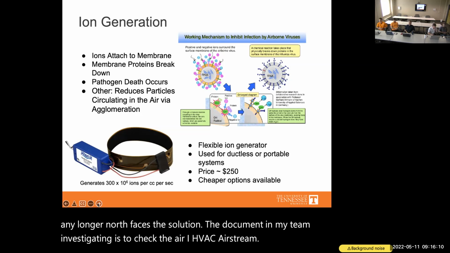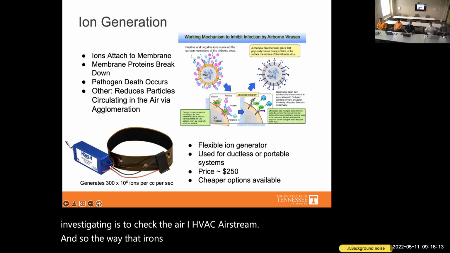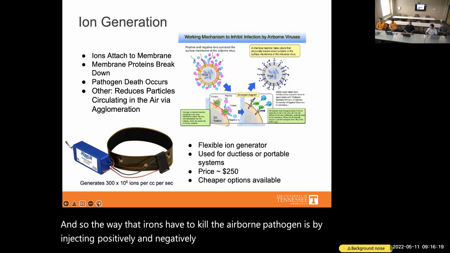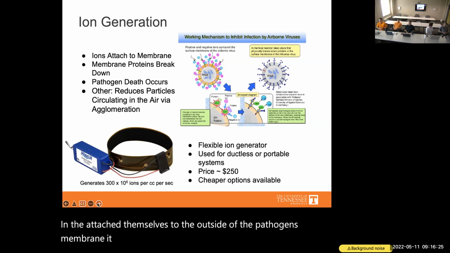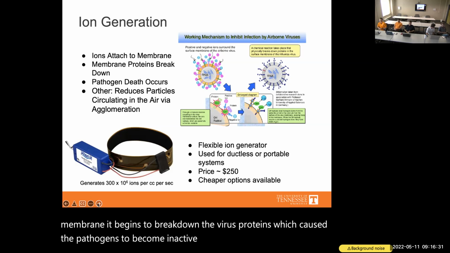And so the way air ions help to kill the airborne pathogen is by injecting positively and negatively charged ions, and they attach themselves to the outside of the pathogen's membrane. It begins to break down the virus proteins, which causes the pathogens to become inactive, leaving them harmless.